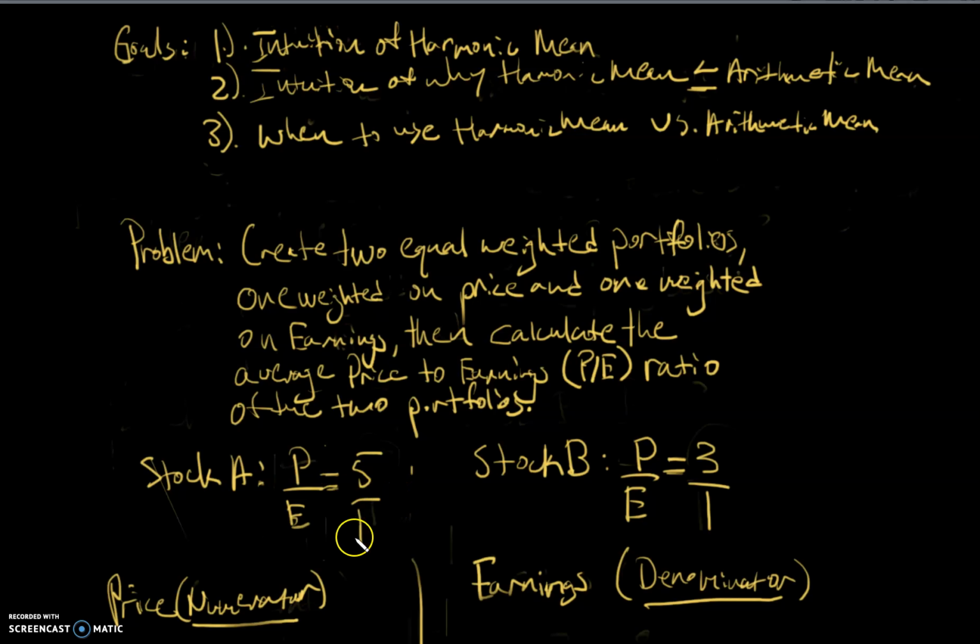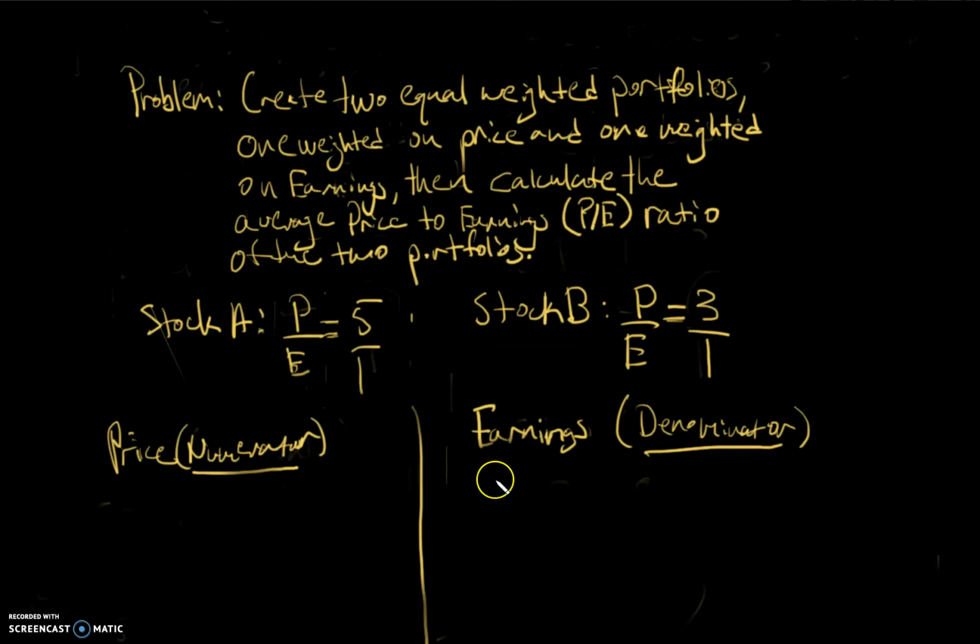So let's calculate the PE ratio based off of equal earnings. If you have equal earnings, what does that mean? That means that for every $1 of earnings that you have for stock A, you have $1 of earnings for stock B. Well, that's convenient because that's what we have right here. So if we have just one stock A and one stock B, then we'll be done. We can just calculate the PE. So let's do that. It would be 5 over 1 plus 3 over 1. That's equal to 8 over 2, which is equal to 4.